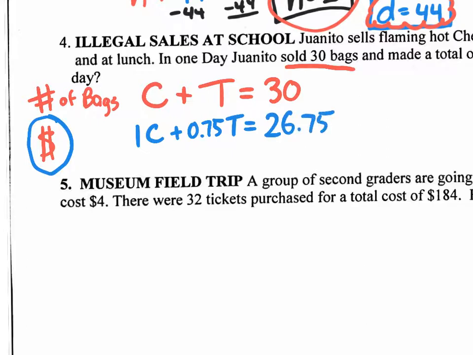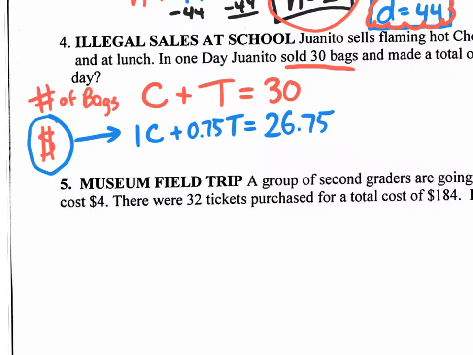26.75. Okay, so this bottom equation is based purely on money. So that's our system. One equation based on the number of bags. You don't know how many Cheetos, you don't know how many Takis, but you know it's a total of 30 bags. The other one's based on money. $1 for each Cheeto, 75 cents for each Taki, giving you a grand total of $26.75.